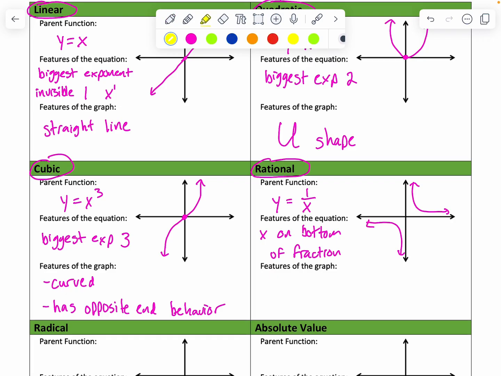Something about rationals is they have these things called asymptotes. An asymptote is an invisible line that these curves get really close to but never touch, on the y-axis and on the x-axis. Those curves get really close to both axes but never actually touch them. So that's called an asymptote. Features of the graph: there are two separate curves that are across from each other.